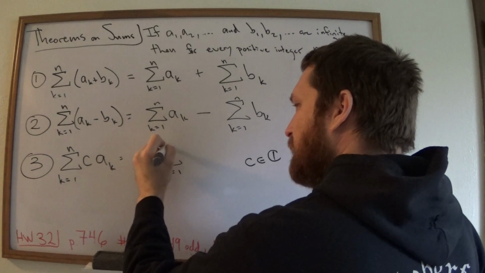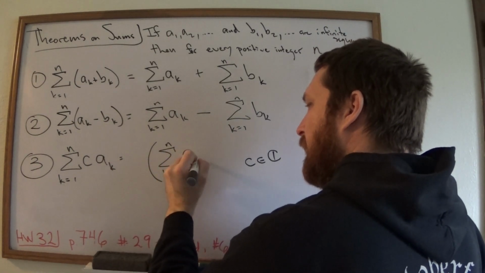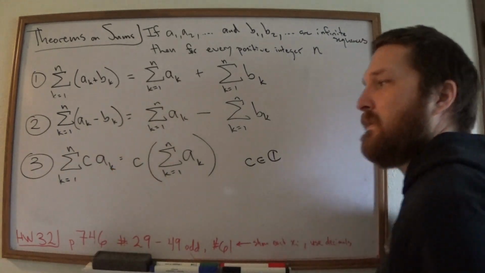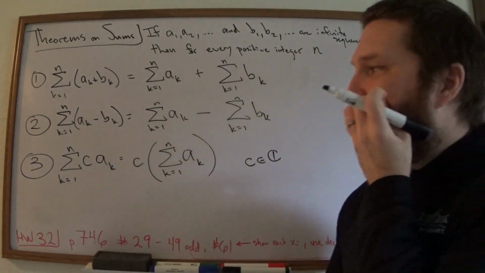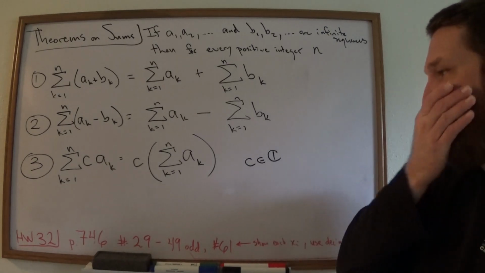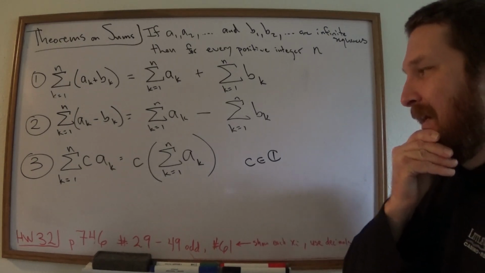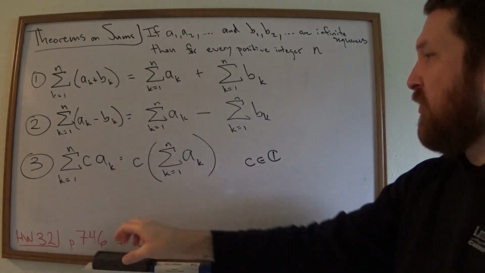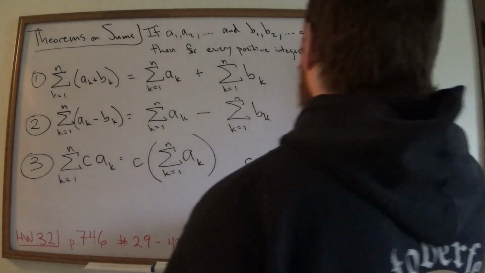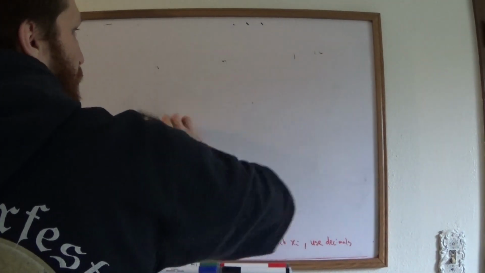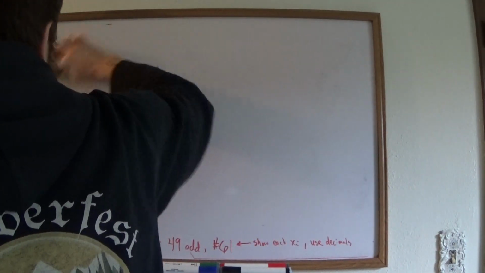The sum as k goes from 1 to n, ak times that constant. Okay, I'm going to erase all this so that I can prove this one right here. All right, but these are the theorems on sums. Memorize, put in your mind forever. Okay, so let's prove statement number 3.